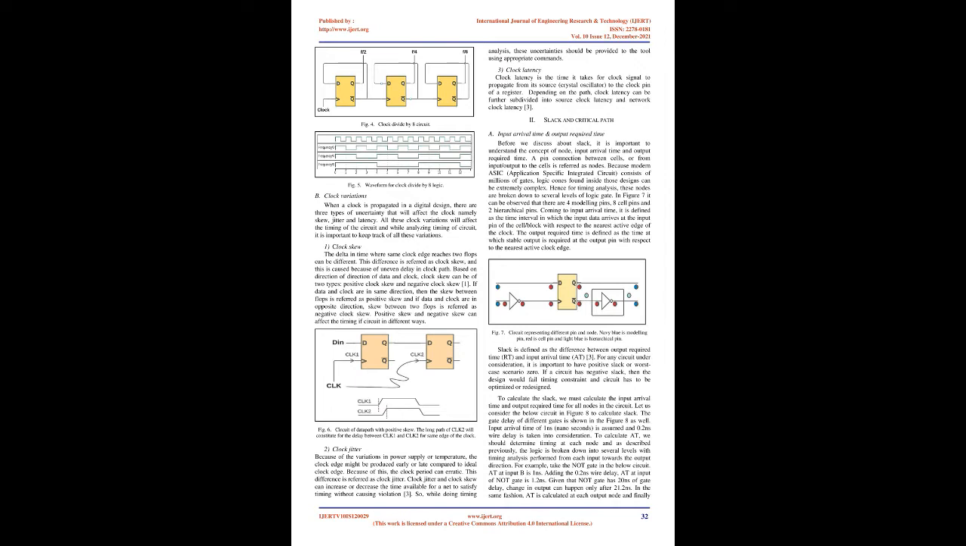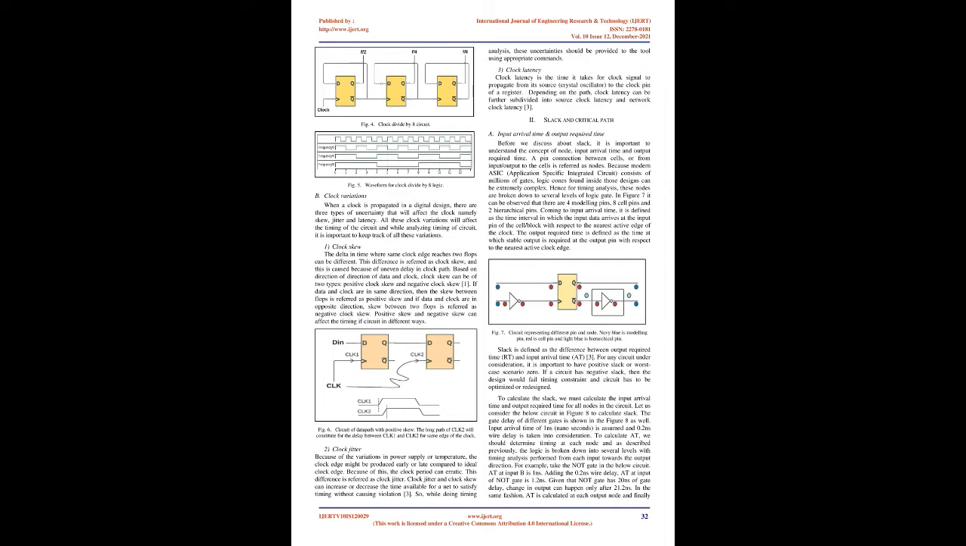Coming to input arrival time, it is defined as the time interval in which the input data arrives at the input pin of the cell/block with respect to the nearest active edge of the clock. The output required time is defined as the time at which stable output is required at the output pin with respect to the nearest active clock edge. Slack is defined as the difference between output required time, RT, and input arrival time, AT. For any circuit under consideration, it is important to have positive slack or, in the worst case, 0.